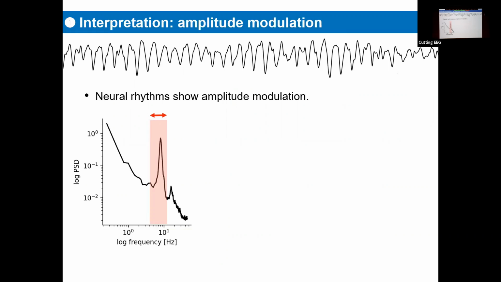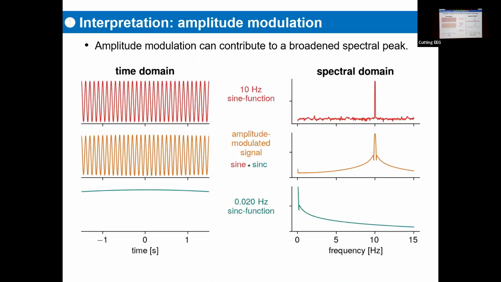One prominent feature of physiological neural rhythms is that they show some amplitude modulation. And this can influence how wide the spectral peak is. So let's look at an example in synthetic data. So here I simulated a super simple sine wave.